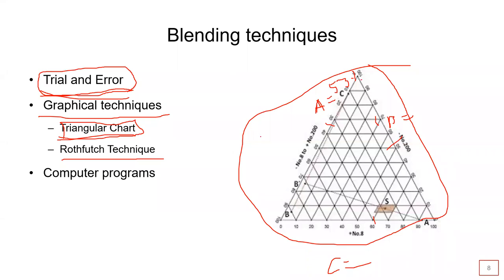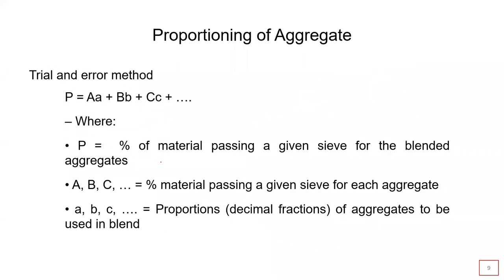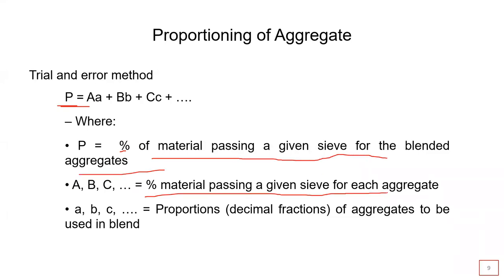Now in this triangle, where will you plot the fourth source D? So we will use the Rothfuss technique. It simply says P is the required percentage of material passing of the blended aggregates. Capital A, B, C is the percentage of material passing of each aggregate, and small a, b, c says the proportion.